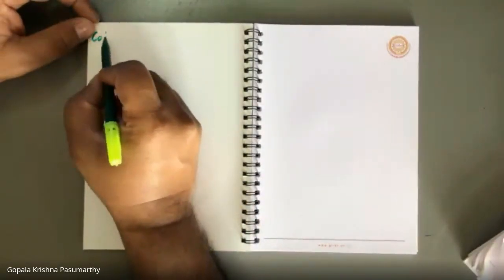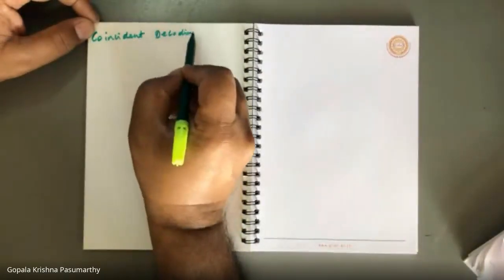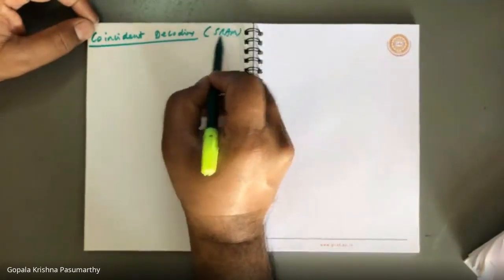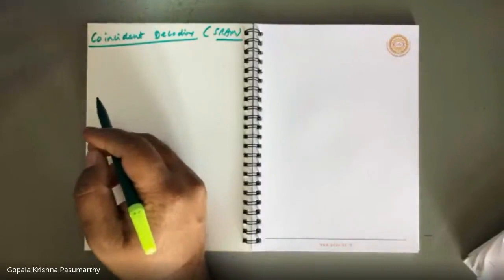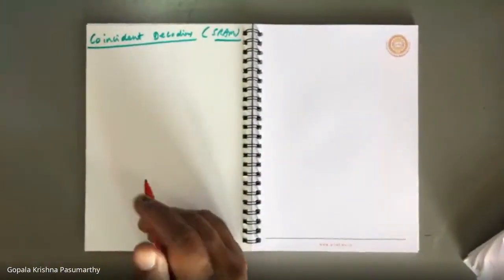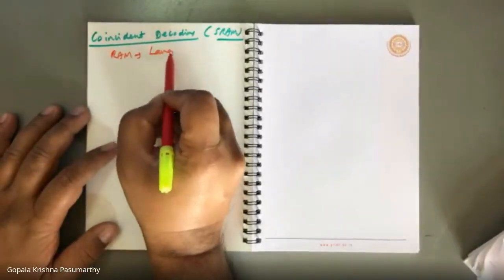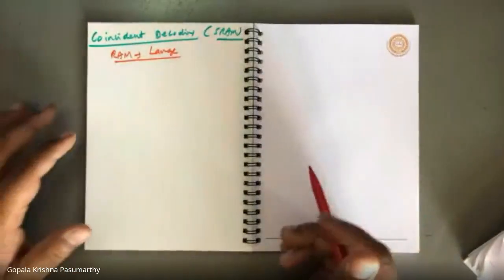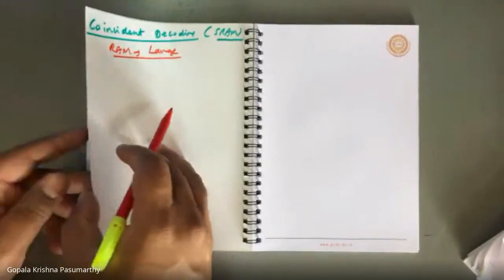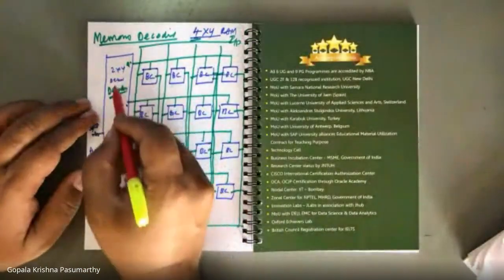In the same way, we have to understand another technique called coincident decoding. Coincident decoding is popularly used in static RAM, SRAM. When the size of the RAM is large, meaning we have a large memory, how do we perform decoding? Because if the number of words is only 4, we need to use a 2 by 4 decoder.